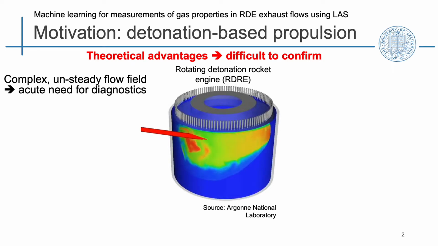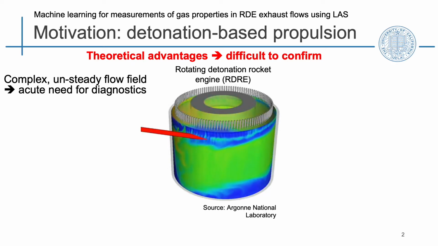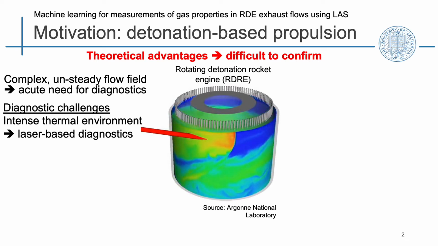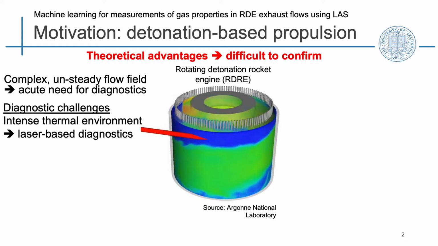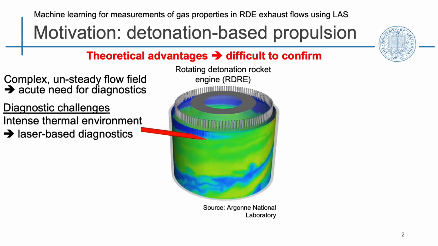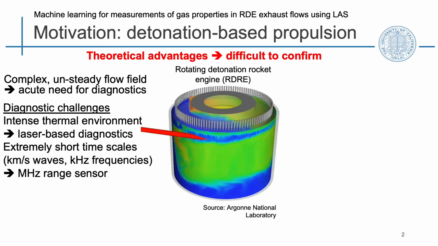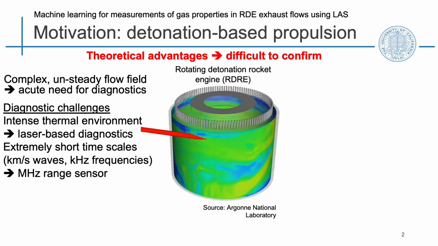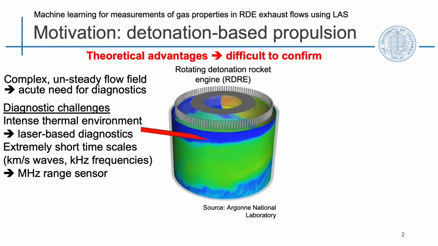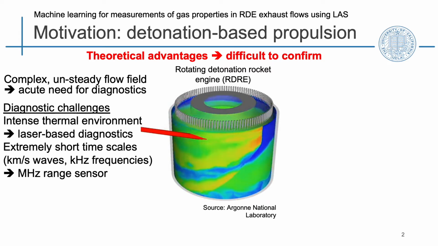This is likely due to the complex and unsteady flow field in these combustors, which motivates an acute need for diagnostics. The diagnostic challenges here include the intense thermal environment, which makes laser-based diagnostics very convenient as they are not directly interacting with the flow like thermocouples and pressure transducers do. Additionally, there are extremely short timescales in these combustors on the order of kilohertz due to the supersonically propagating detonation waves. This motivates the need for a megahertz range sensor.